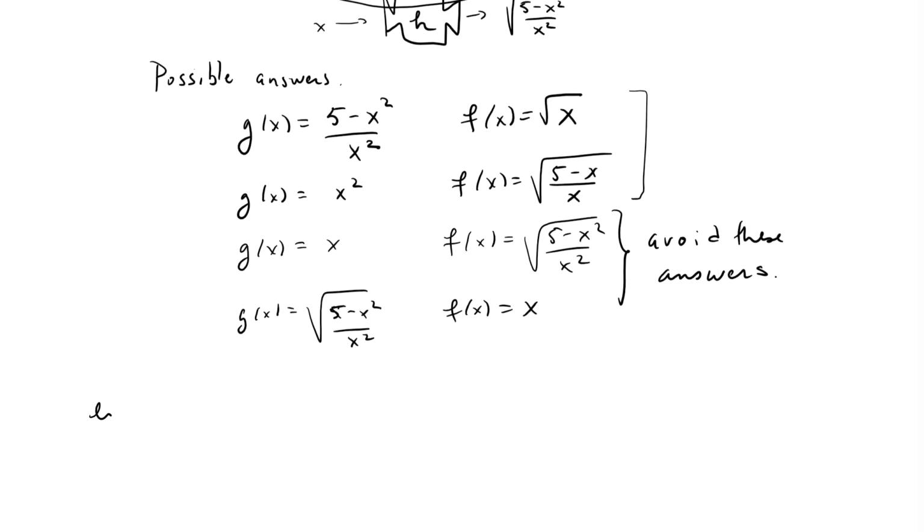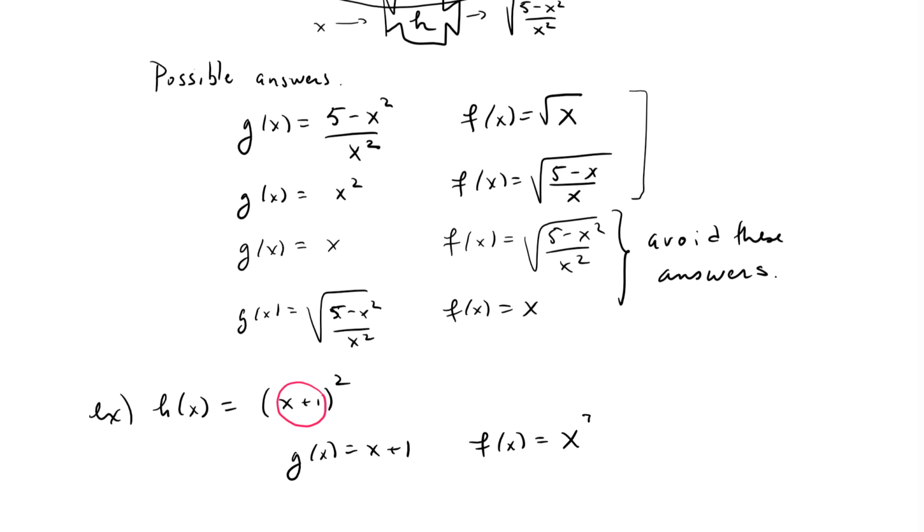Maybe very quickly, I'll give you another one. If you've got h of x, which is (x plus 1) squared, try to decompose that into two simpler functions. So once again, we look for a function that's inside another one. See this x plus 1, it's inside the function that squares things. So this is why we could say g is going to be x plus 1, and f is going to be the function that squares it. So that would be the most obvious answer here.